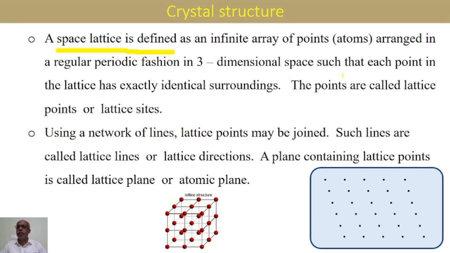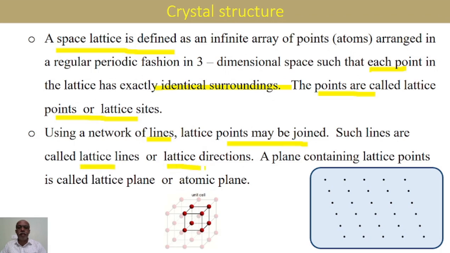Points are nothing but the atoms or molecules or ions, which are arranged in regular periodic three-dimensional form in space such that each point in the lattice has exactly identical surroundings. If you consider a point and that point is surrounded by identical points, maybe in two dimensions or maybe in three dimensions, these points are called lattice points or lattice sites. Using the network of lines, you can see lines in this figure, lattice points may be joined. Such lines are called lattice lines or lattice directions.